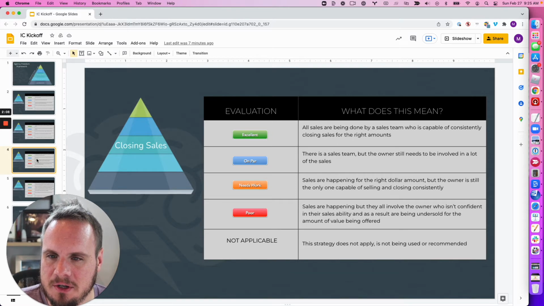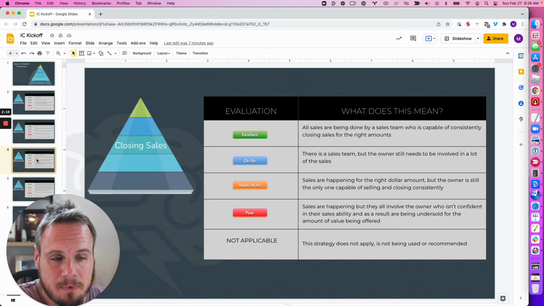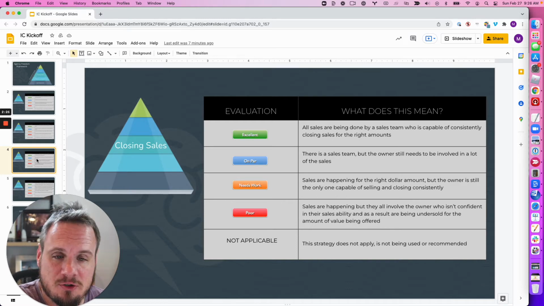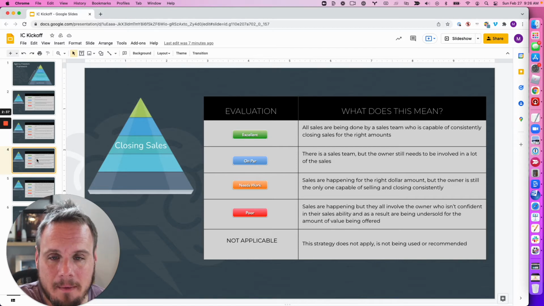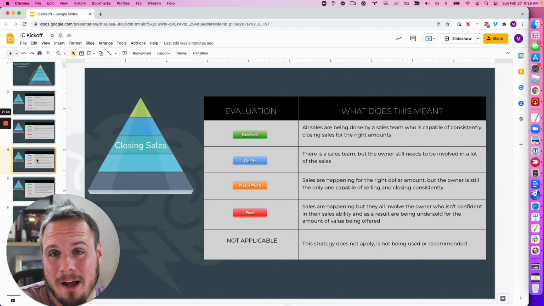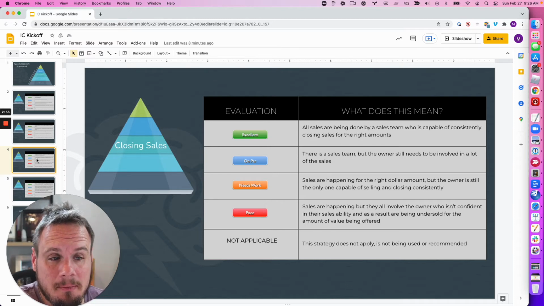All right, let's move on to the next, which is closing sales. Poor would be sales are happening, but they all involve the owner who isn't confident in their sales abilities, and as a result, they're being undersold. These projects are being undersold for the amount of value that you're actually providing. That would be poor. Needs work is sales are happening for the right dollar amount, but the owner is still involved and the only one capable of selling and closing consistently. On par would be there's a sales team, but the owner still needs to be involved in a lot of the sales, especially in situations where the owner is the one that's going to get the right dollar amount where the team might not be. That's on par. And then excellent is all sales are being done by a sales team who's capable of consistently closing sales for the right dollar amounts. That's excellent.